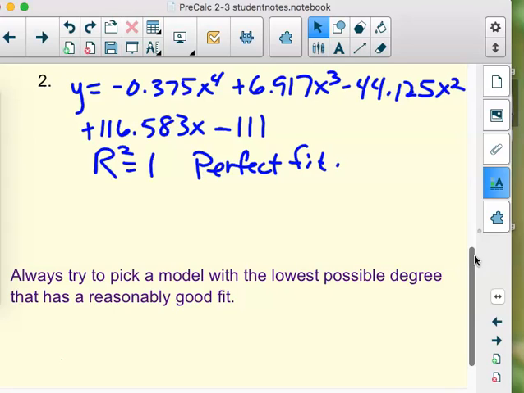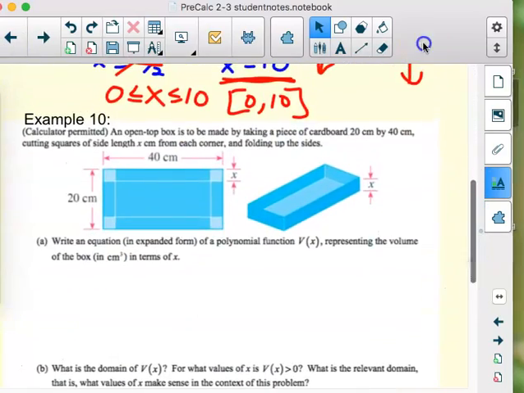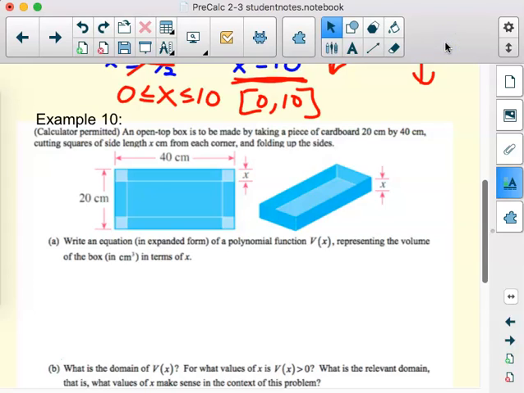All right, turns out, since I already had those punched in, we can go back and do that other volume problem as well. All right, so we're back to boxes. And this one says, obviously calculator permitted, an open top box is to be made by making this time a 20 by 40 centimeter piece of cardboard. And they're going to cut those squares just like we did before and fold up the sides. And A says, let's write an equation in the expanded form, so in standard form, of a polynomial function v of x representing the volume of the box in cubic centimeters in terms of x.